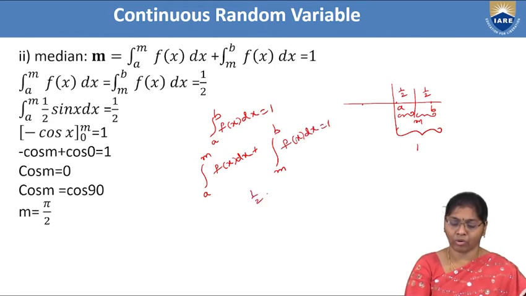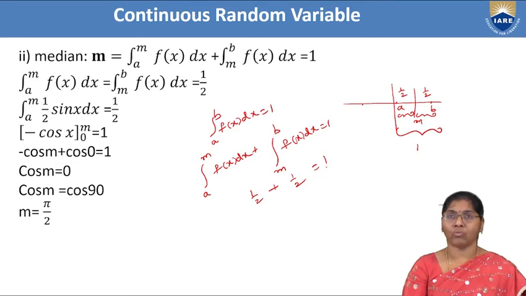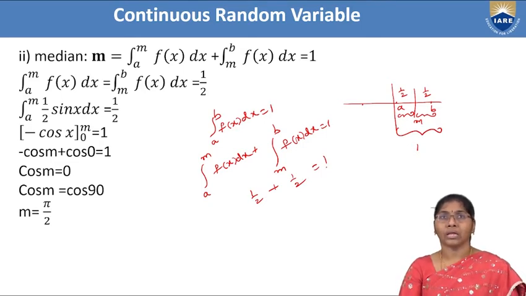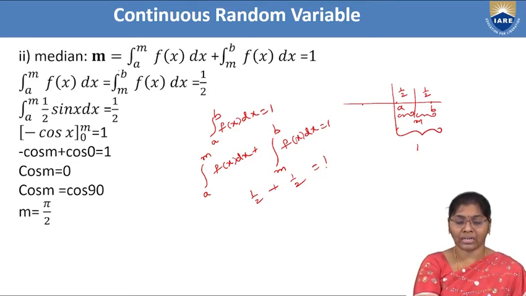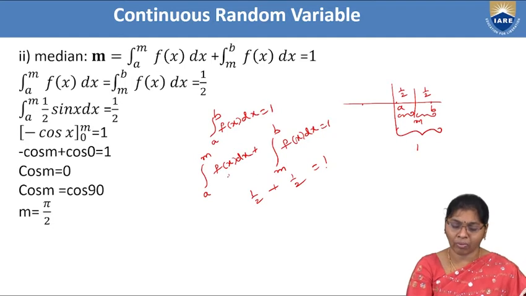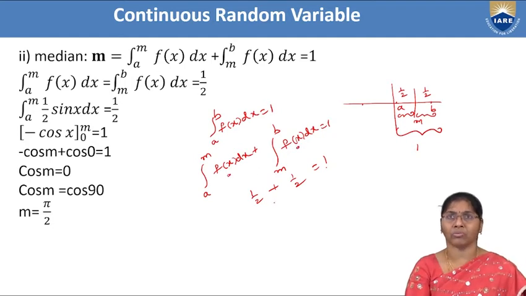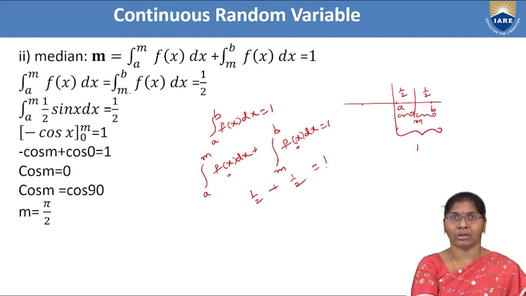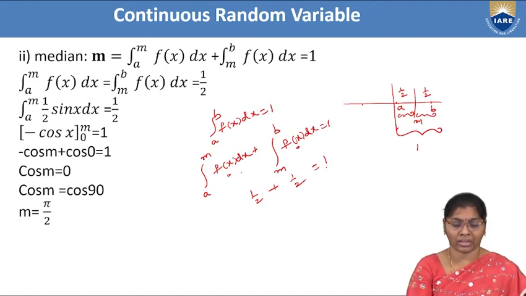That means 1 by 2 plus 1 by 2 is equal to 1. In between, I am choosing the integral A to M of f of x dx equal to the integral M to B of f of x dx equal to 1 by 2. This part is 1 by 2 and this part is 1 by 2. Then I am taking only one half part, either this part or this part. First of all, I am considering this part.